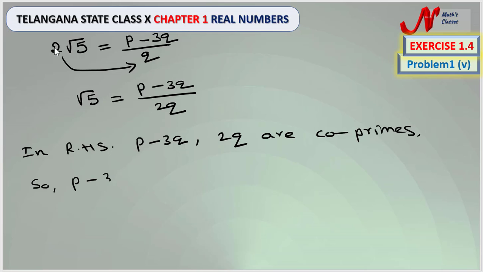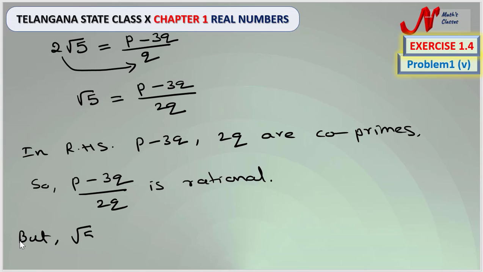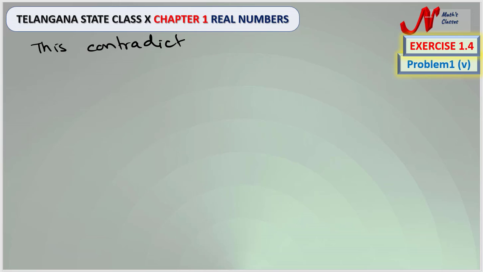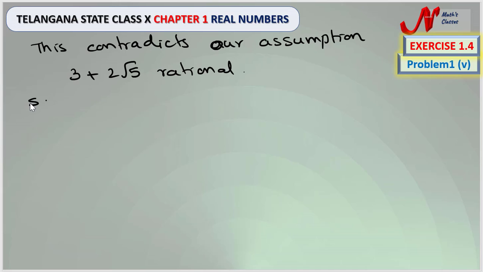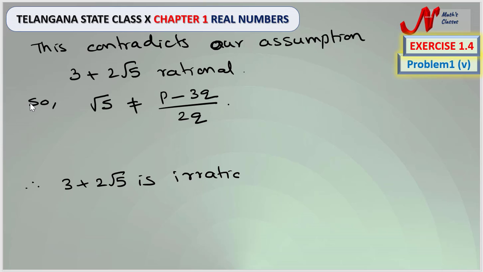So (p - 3q)/2q is rational. But root 5 in the LHS is irrational. This contradicts our assumption that 3 + 2 root 5 is rational. So root 5 is not equal to (p - 3q)/2q. Therefore we can say 3 + 2 root 5 is irrational.